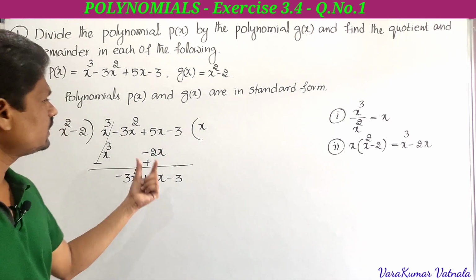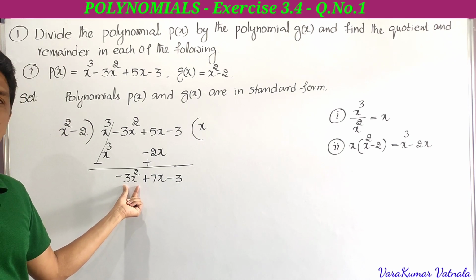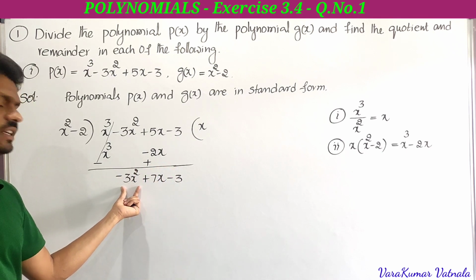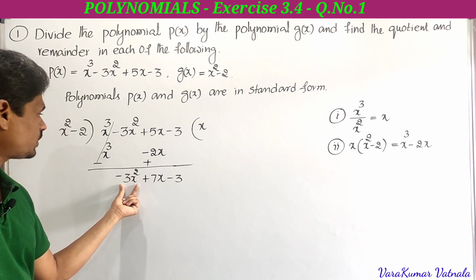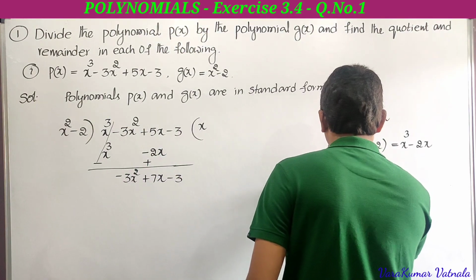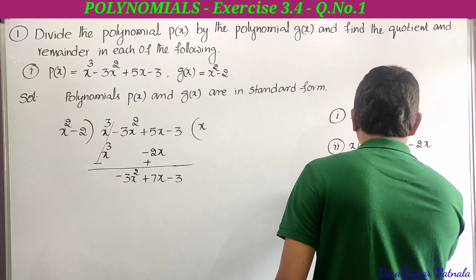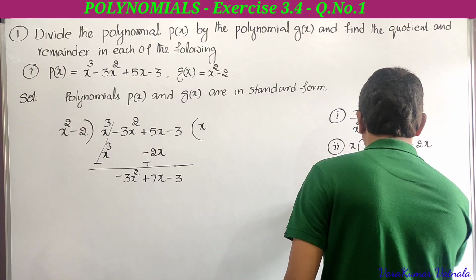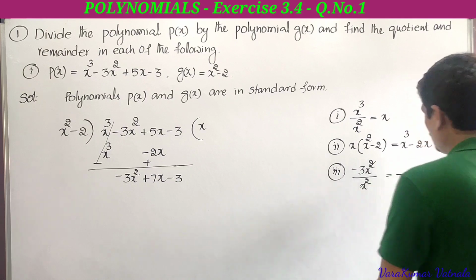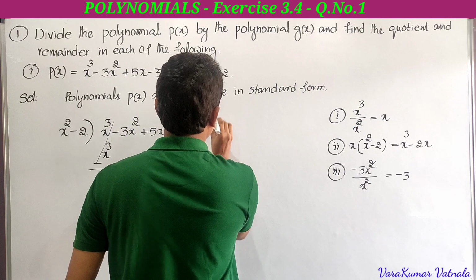So next, in the third step, minus 3x square is the highest degree term of the dividend. This becomes the dividend now. So we have to divide minus 3x square by x square again. Minus 3x square divided by x square, the x square gets cancelled, and we get minus 3. So write this minus 3 in the quotient place.